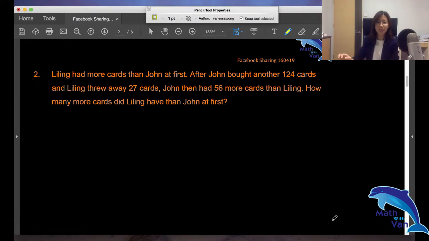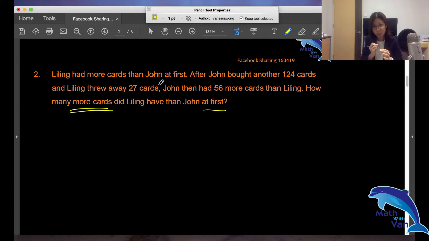You see that in this question, they did not ask how many cards Li Ling or John had at first. The question hinges on the difference again. Did you realize that? The question is asking how many more cards Li Ling had than John at first. Since we want to work out the information at first, and although we are told that Li Ling had more cards than John at first, this is what we need to find out.